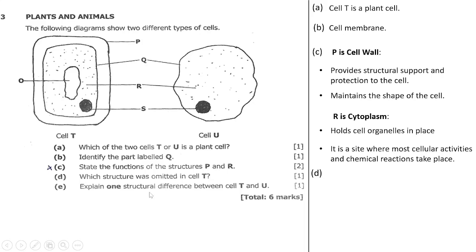Then we go to D, which says which structure was omitted in cell T. In cell T, which structure has not been shown here? We can say the chloroplast was omitted in cell T. Then we go to E, which says explain one structural difference between cell T and U. We can say cell T has a cell wall while cell U does not have the cell wall.